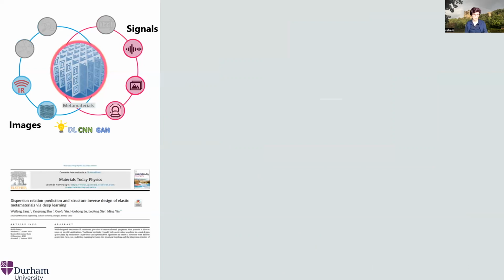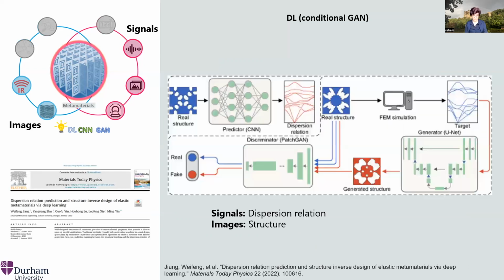In a very similar paper published in Materials Today Physics, it was exactly a conditional GAN. The signal was the dispersion relation and the image was a structure. So you can see the story doesn't change a lot. There's always something like an image and signal coming into the conditional GAN, and it's doing the job for us.